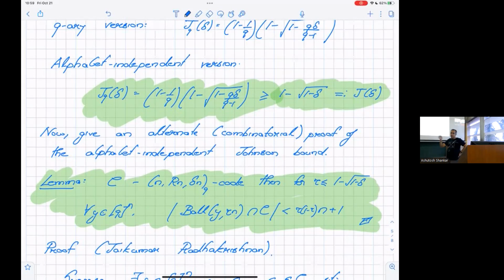So if you're at the Johnson radius, you get a list size which is linear in n. Even if you're epsilon away from the Johnson radius, you get a list size which is independent of n, which is just a constant, something like 1 over epsilon squared. If you do this proof, or the geometric lemma proof, you will get that when you're a little away, the list size is constant. It won't even be a function of n.